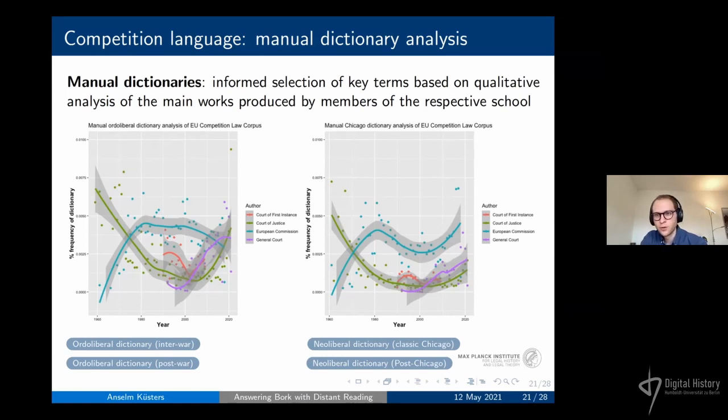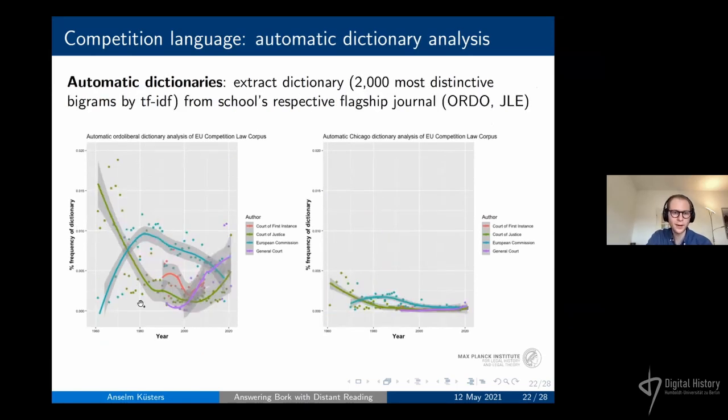Of course, what I usually hear in this case is that this is just a reflection of the words that I selected myself. So I also do a robustness check by constructing dictionaries from each school's respective flagship journal. In the case of the Ordoliberal School, there's a journal called Ordo, and I digitized the whole journal from the 50s until today, so I also capture language change over time. Then I extracted the 2000 most distinctive bigrams in this journal and used this as a dictionary for the Ordoliberal School. And then I do the same for the Chicago School's journal, the Journal of Law and Economics, and again extracted the 2000 most distinctive terms and used this as the neoliberal dictionary.